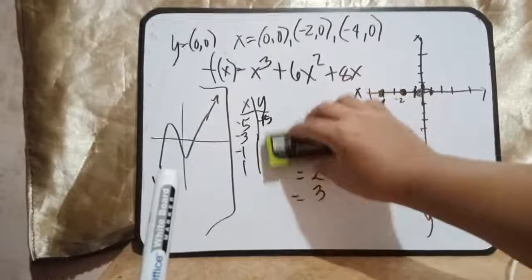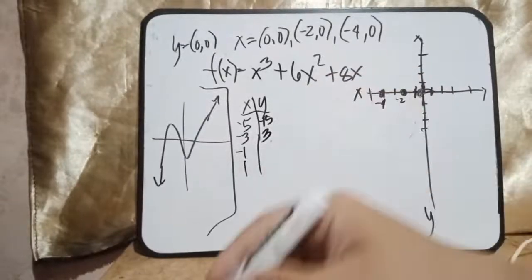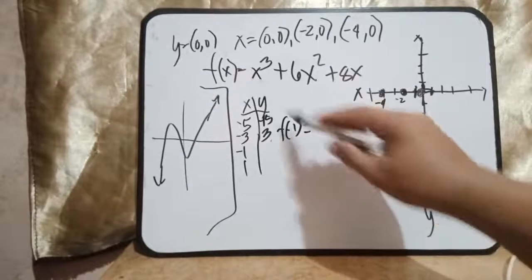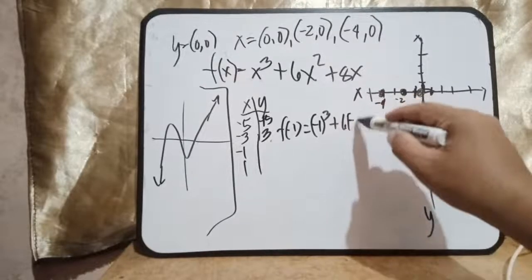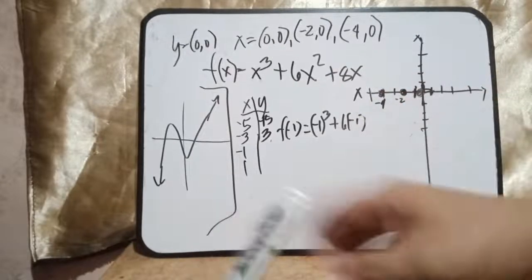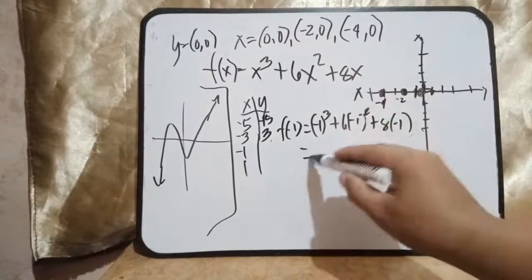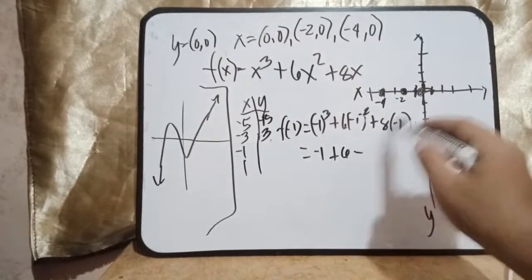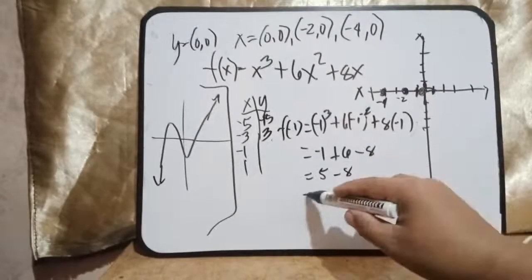Okay, madali lang. 3 na lang siya. What about for negative 1? So f of negative 1 equals negative 1 raised to the power of 3 plus 6 times negative 1 squared plus 8 times negative 1. So it's negative 1 plus 6 minus 8. Okay, so it's equals to 5 minus 8, that's negative 3.